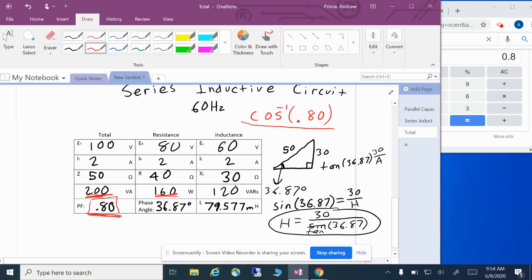Checked our work. We used our power factor to find our phase angle. We used that in accordance with the inductive reactance, which we found from our Henrys, our inductance that we started off with. And the only other thing we had was the voltage total. So we came a long ways from that with very little information, and I hope that clears up a little bit on how we got to that point.